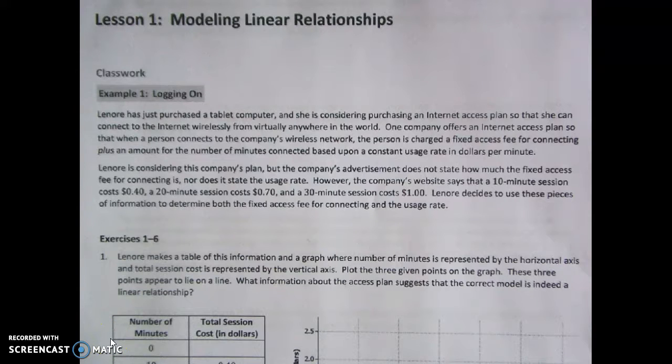Module 6, Lesson 1, Modeling Linear Relationships. Okay, we're going to look at a first example here.